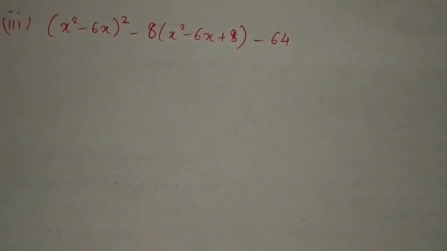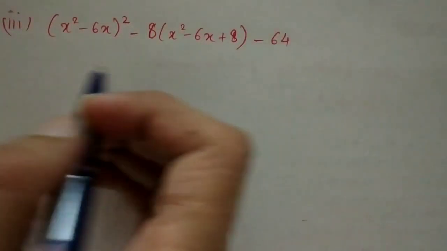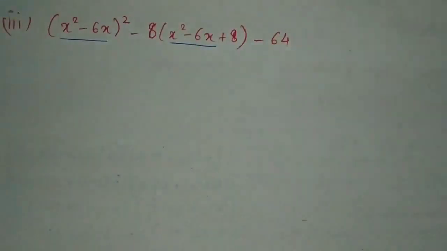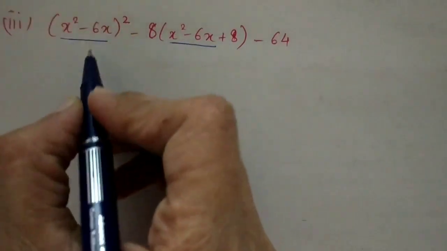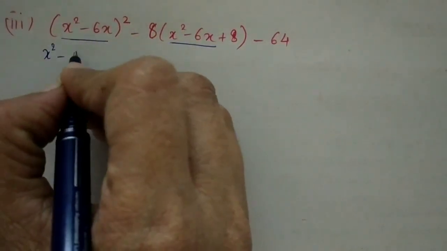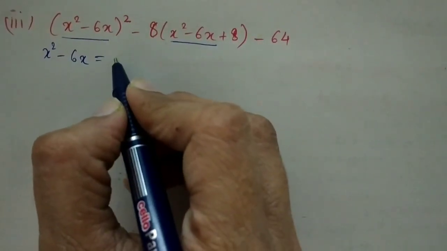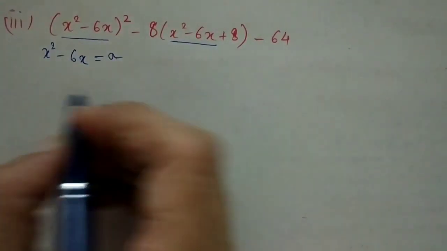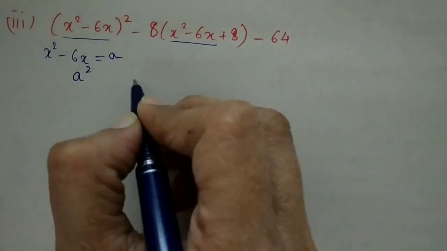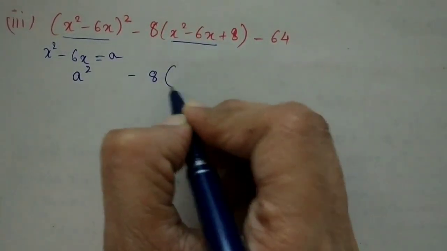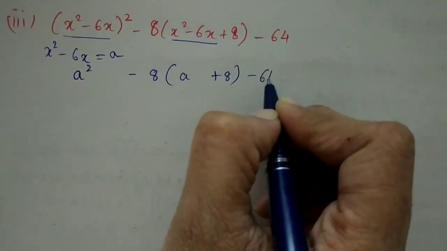x square minus 6x the whole square, in the next bracket 8x square minus 6x plus 8. So we see this is common, right? So we are going to replace it. We will replace x square minus 6x with, say, a. Okay, so this will become a square minus 8. Instead of this, in the bracket a plus 8 minus 64.